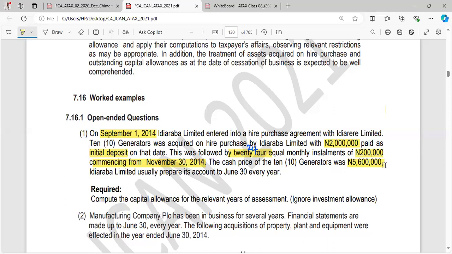And we are told that Idiaraba Limited usually prepares its accounts to June 30 every year. Now we are told to compute capital allowance for the relevant year of assessment. We are told to ignore investment allowance. So let's see how we can do this now.